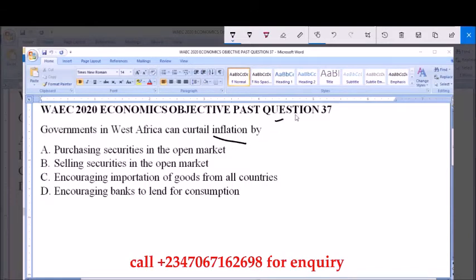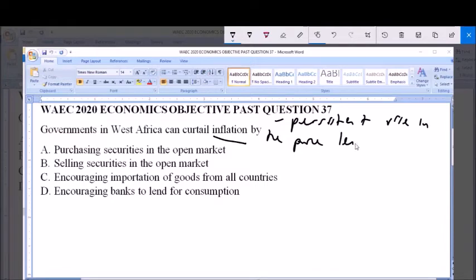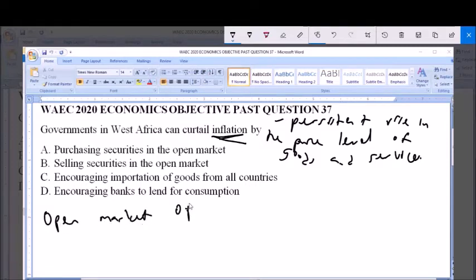Now, inflation is defined as a persistent rise in the price level of goods and services. This usually occurs when there is a lot of money in circulation in the system. So usually, in order to curtail inflation, the government takes measures that involve pulling money out of the system. So let's look at which of these options entails pulling out money from the system in order for consumers to pull back their spending. Now, option A and B have something in common, and it is referring to what is known as open market operations.